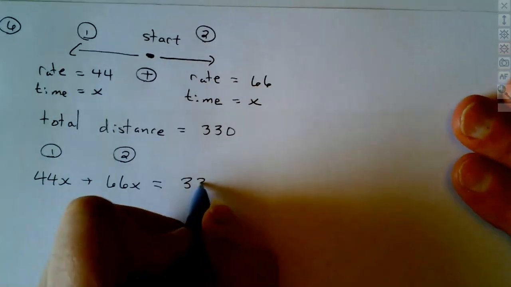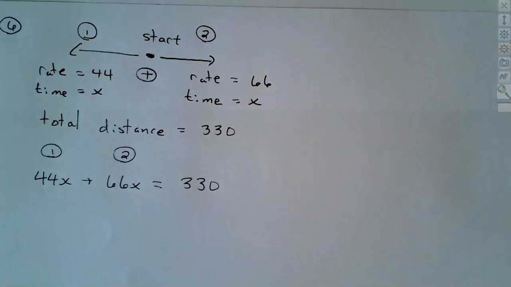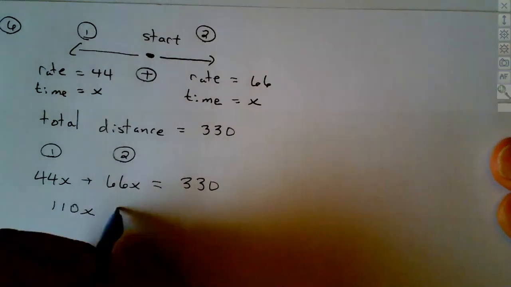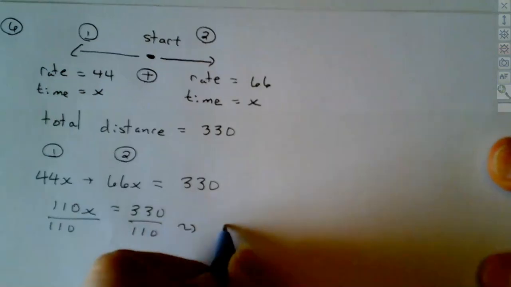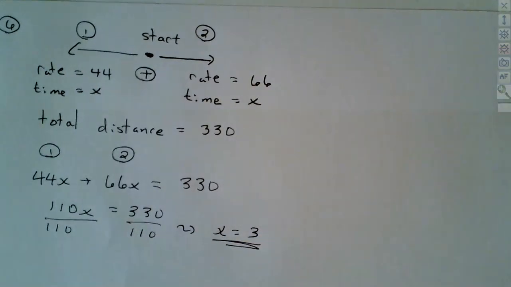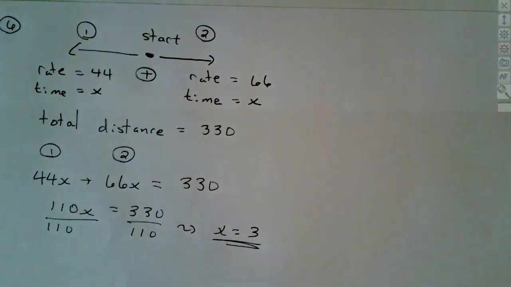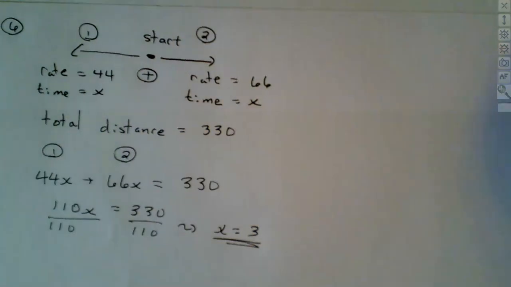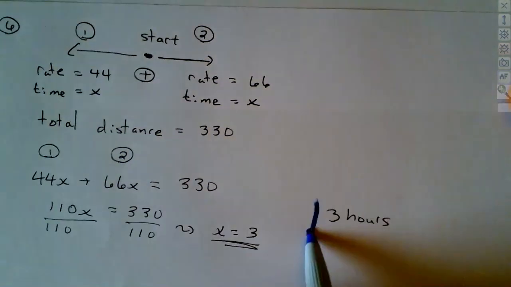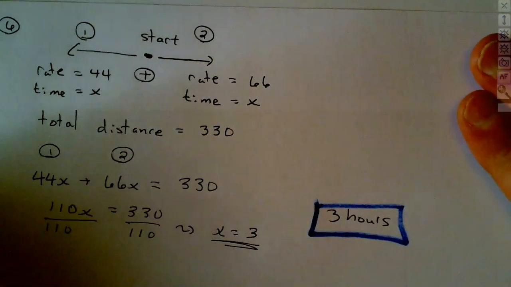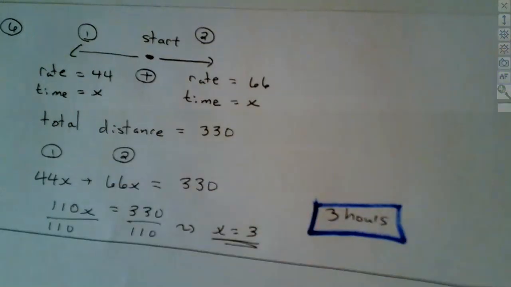And that equals 330. Adding those together, 44 and 66, that gives you 110x equals 330. Divide by 110. And that leaves you now with x equaling 3. So let's see if that answers the question. It says, in how many hours will it take for them to be 330 miles apart? Well, it looks like it's going to work because x represents time, and that's what we want. So our answer is then going to be 3 hours. So it should take them 3 hours to be 330 miles apart.